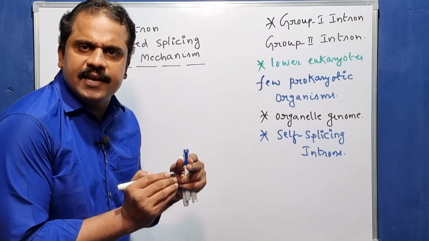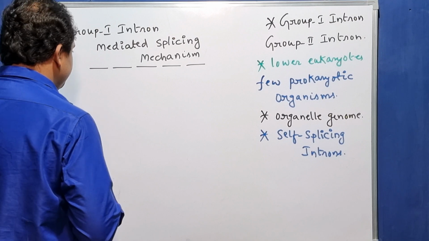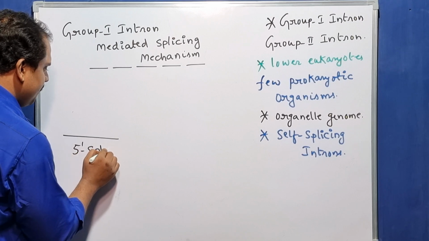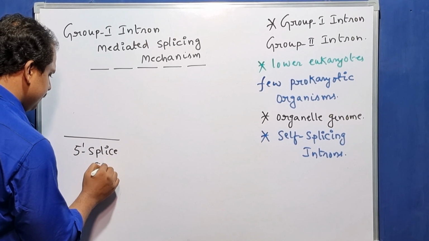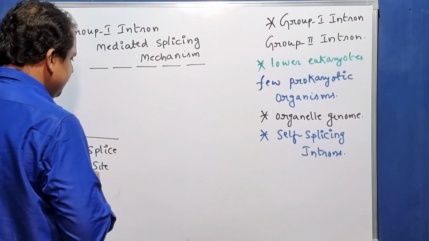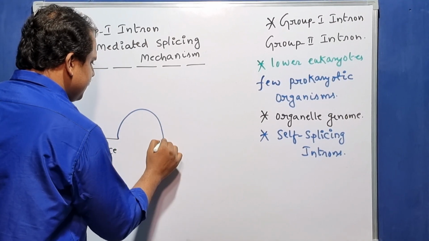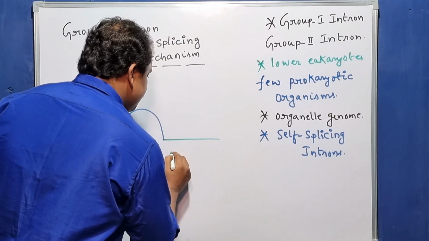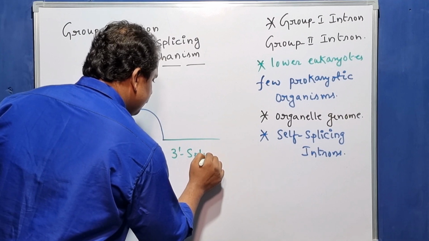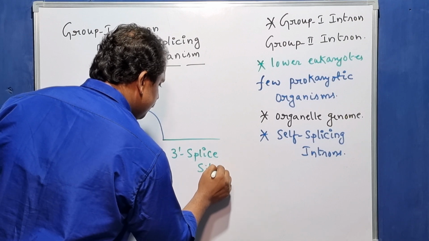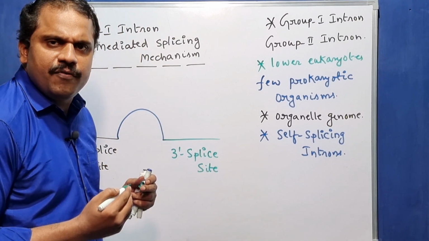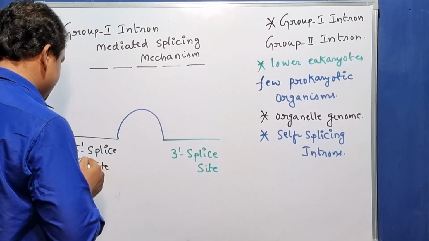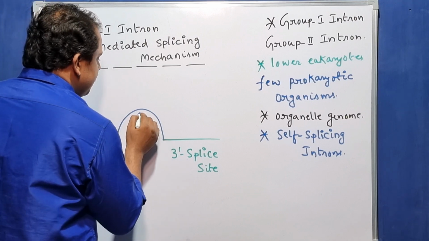So for your better understanding, let me print it on the board. Let us assume it as the 5' splice site. And here it is nothing but the intron, the non-coding sequence. And again here it is the 3' splice site. Is it clear? The group 1 introns possess an exogenous guanosine nucleotide. So let us assume it as an exogenous guanosine nucleotide.